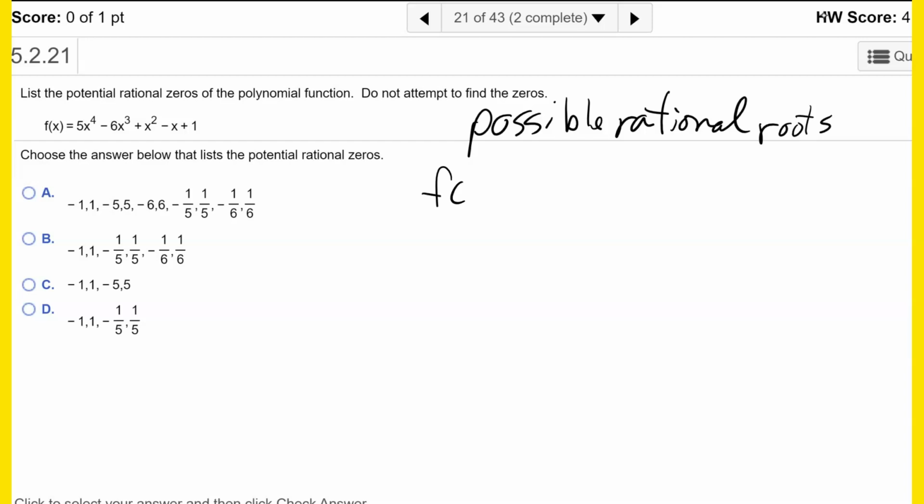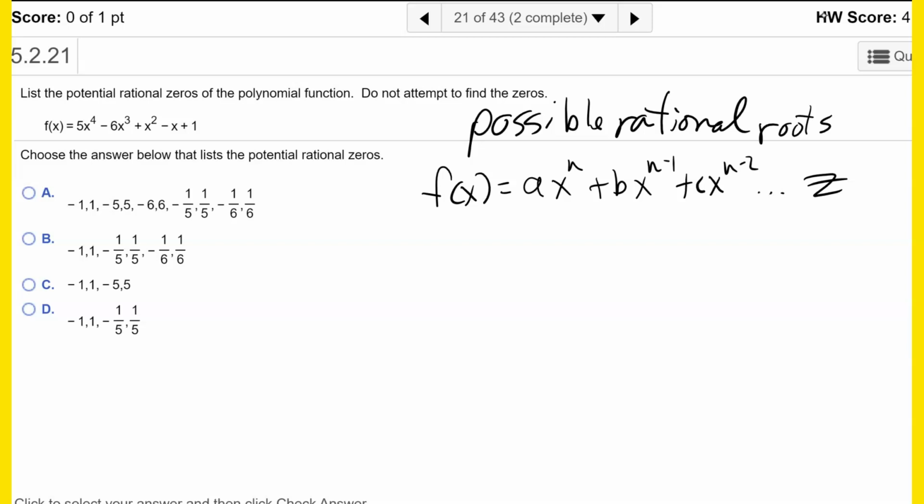let's say you had f of x equals a x to the n plus b x to the n minus 1 plus c x to the n minus 2, all the way down to some constant. Let's just call that constant z. However many terms you have, the polynomial walks its way down to some constant. In this case, our example here, the 5 would be the a, the 1 would be the z.